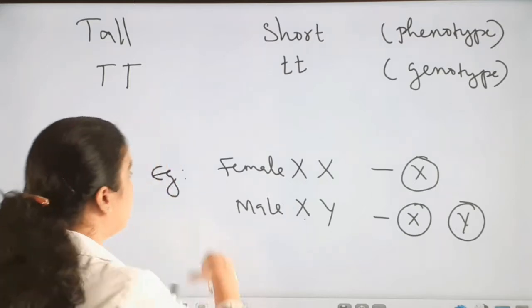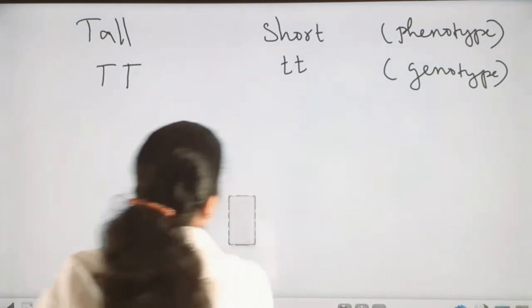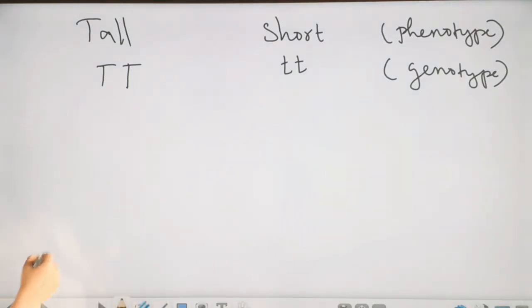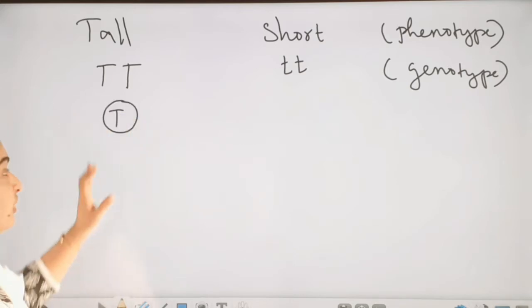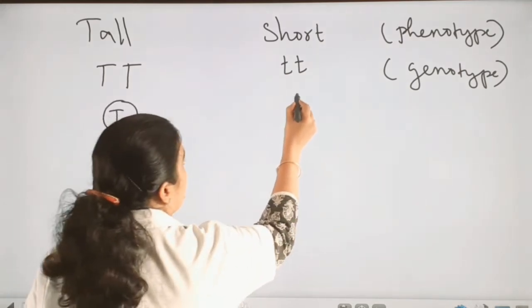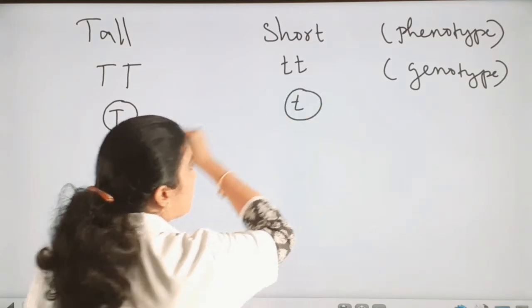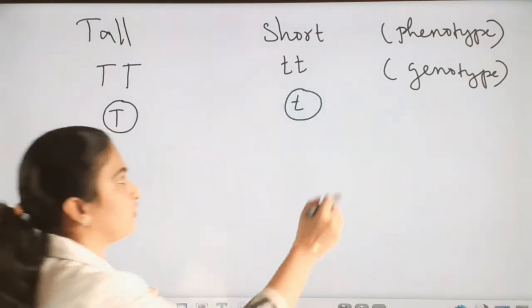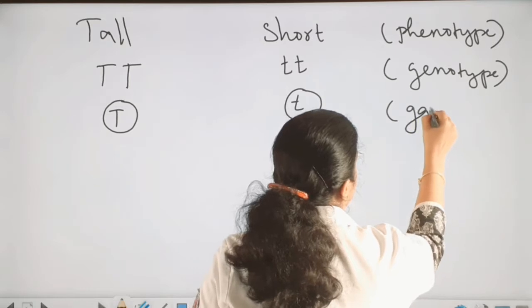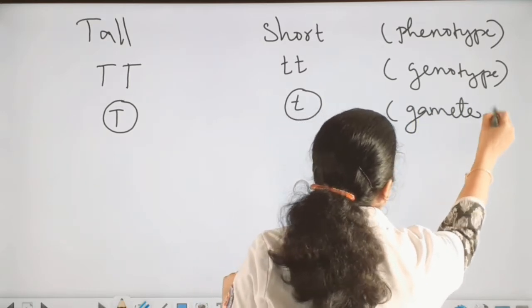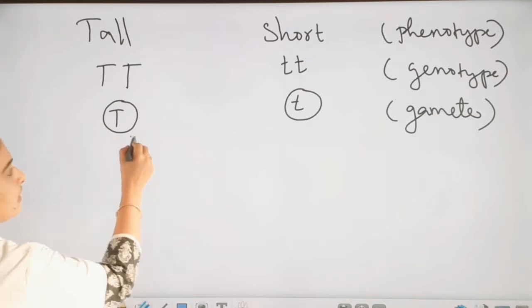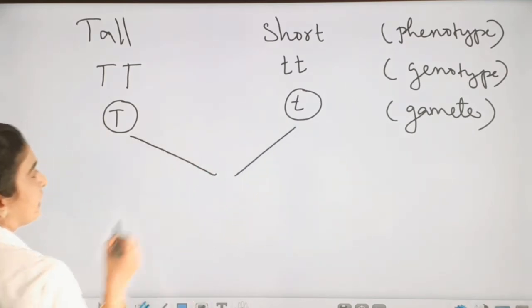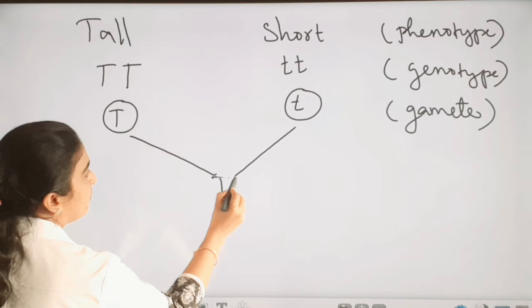Is it clear? Now we can see here, this is a homozygous allele. So only one type of gamete is produced. Gamete we can encircle. Here also, due to homozygosity, they produce only one type of gamete. So this is the gamete. Is it clear? So the gametes fuse together during fertilization and then form.